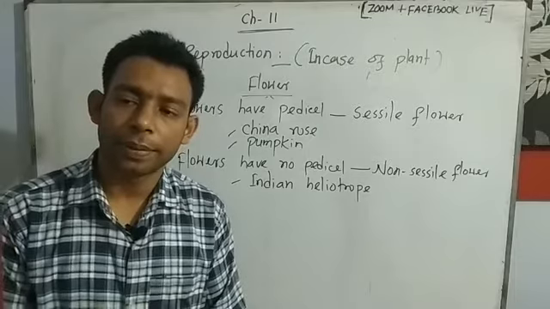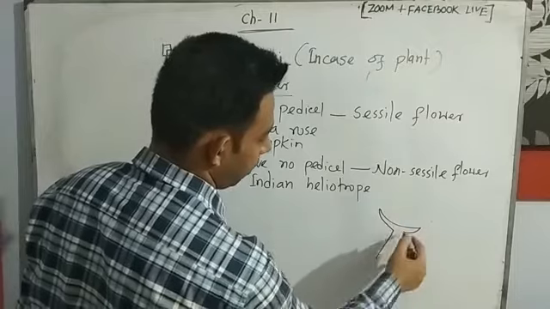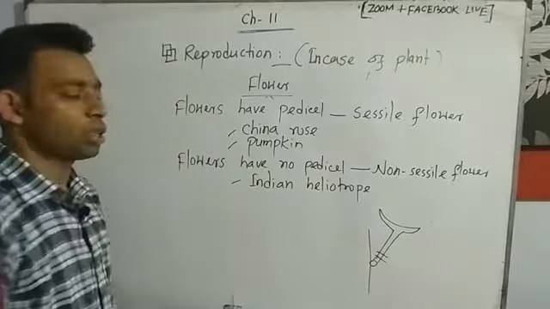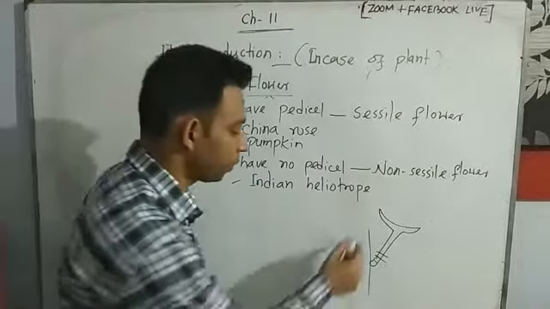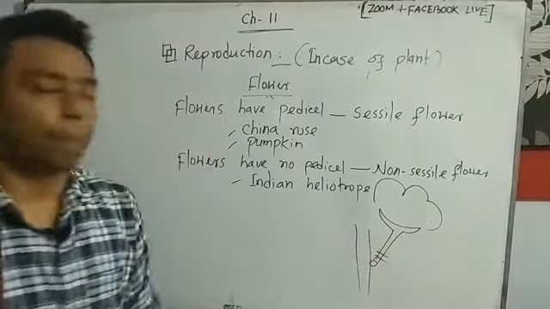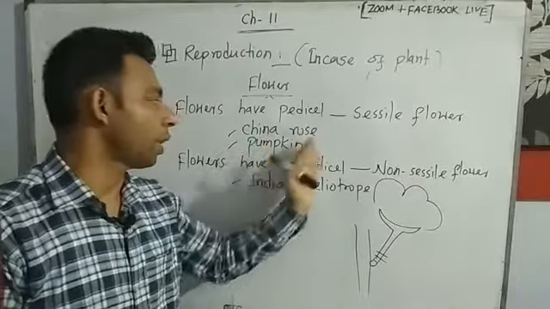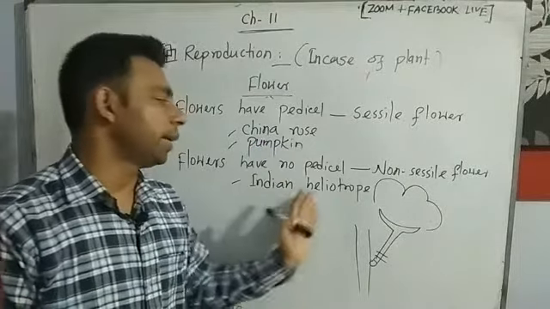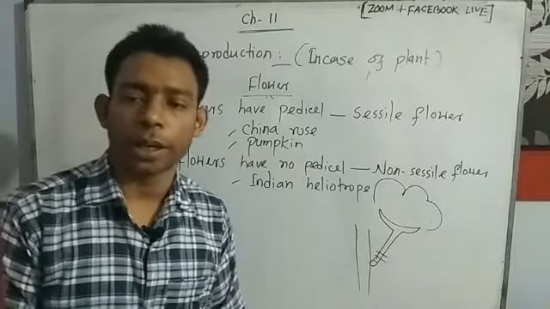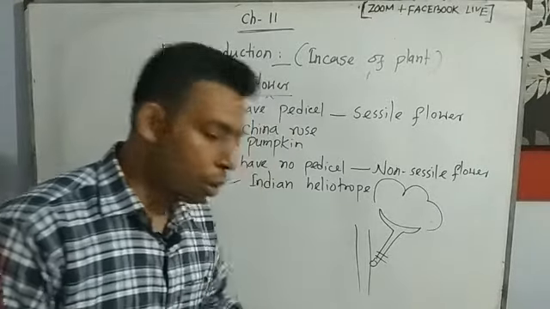Pedicel means the stalk. Suppose this is the flower part and this one is attached to that part. This one is called the pedicel, the lower stalk part of a flower. A flower having a stalk or pedicel is a sessile flower, like China rose and pumpkin we have seen. A flower with no pedicel, like Indian heliotrope, is called a non-sessile flower. So in this way we can understand the different categories of the flower.